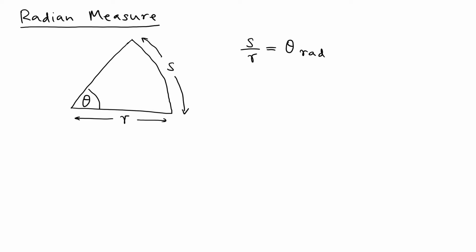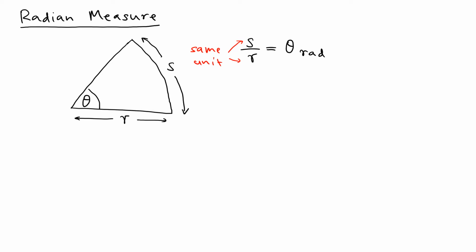We take the ratio between the arc length and the radius. The only condition is that these two have to be the same unit, so centimeter, inches, whatever, the same unit. And then the ratio is what we call the radian theta. It's just a number. The radian doesn't have a unit because you can see it's going to cancel out. So the radian is just a number.